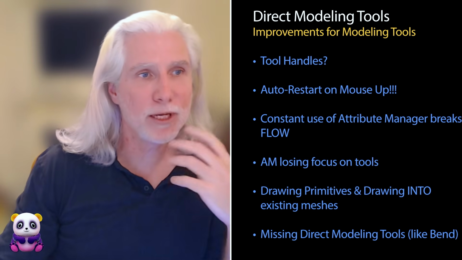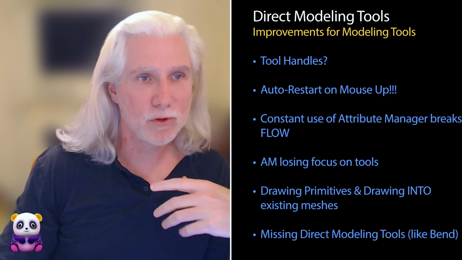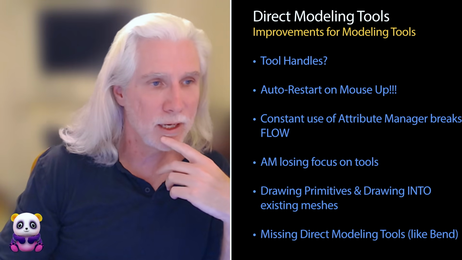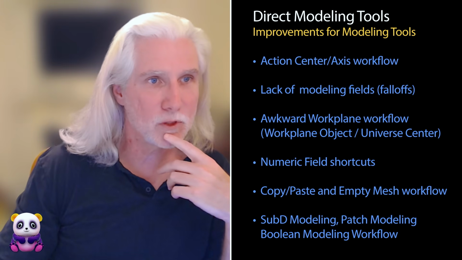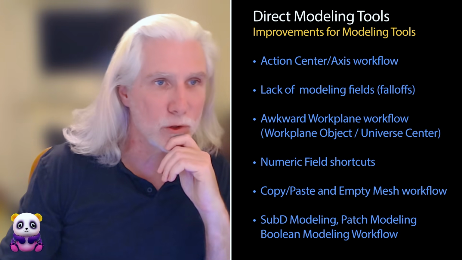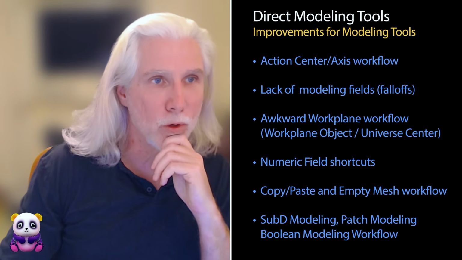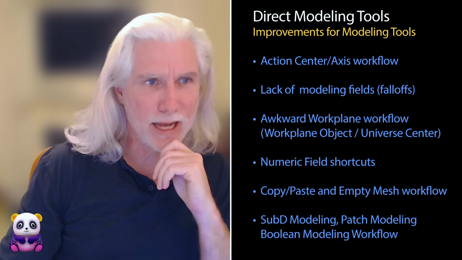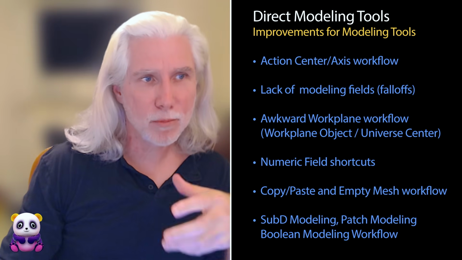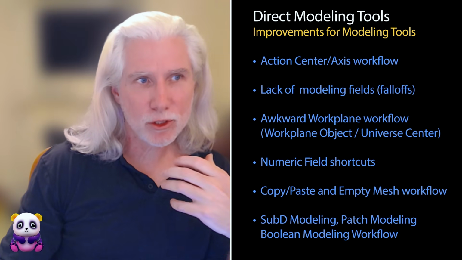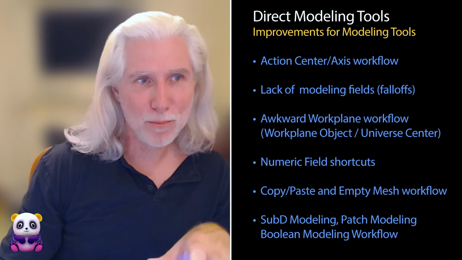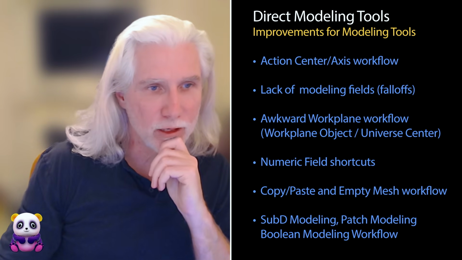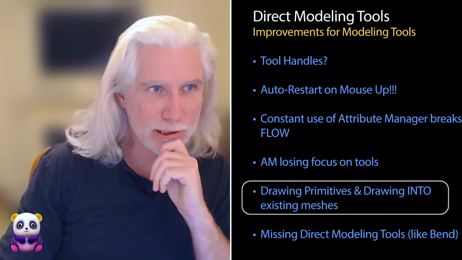Okay, so let's get into the meat and potatoes of modeling. Okay, drawing primitives into existing meshes and some missing tools, as well as some entire systems that are missing, like fields for modeling, or Falloffs, we call them in Modo, the workflow for action centers, stuff like that. So let me actually just show you some basic modeling in Modo, and then I'm going to show you how that's all kind of missing in Cinema4D. Then we'll get to some of these last few things over here, if that's okay. I think that's okay. So let's do that.